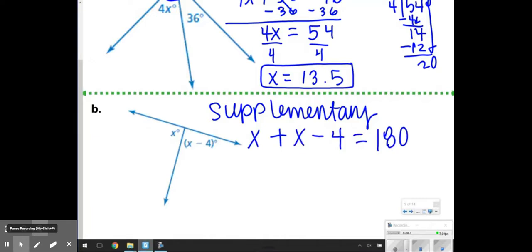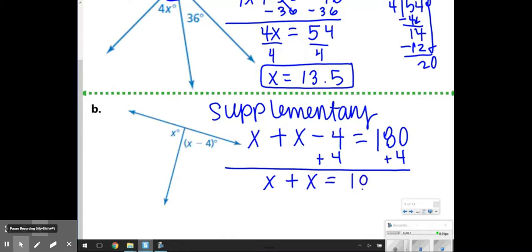What I can do here maybe is get the 4 away from the x's. So I'm going to add 4 to the other side. So now I have this. x plus x is equal to 184. So something plus something is equal to 184. Maybe again too, I can combine like terms, and that's just going to be 2x to make that a little bit easier for you. And then I'm going to divide both sides by 2.